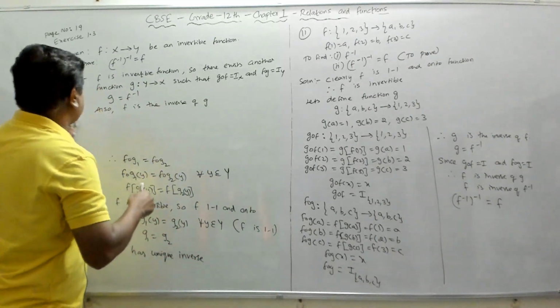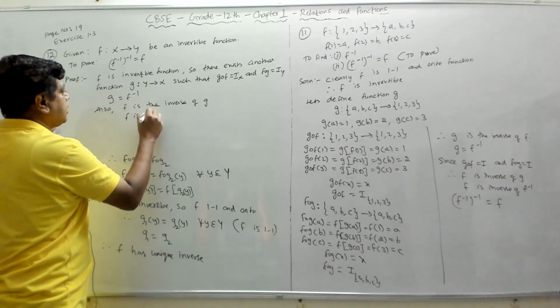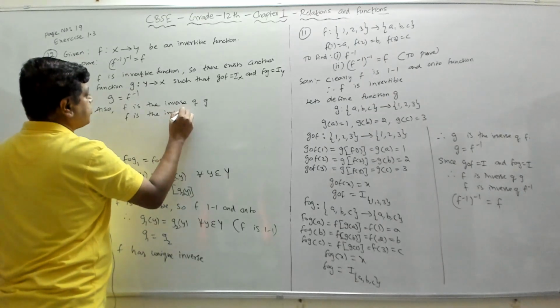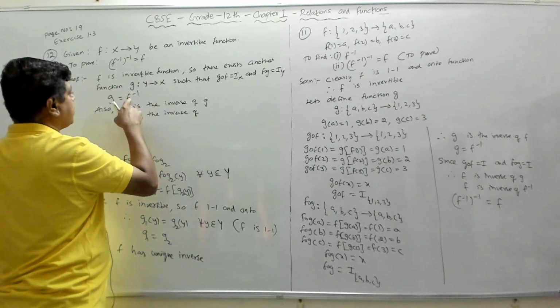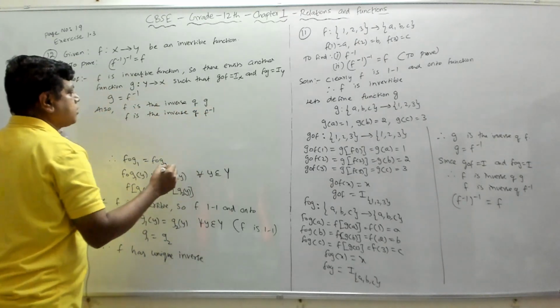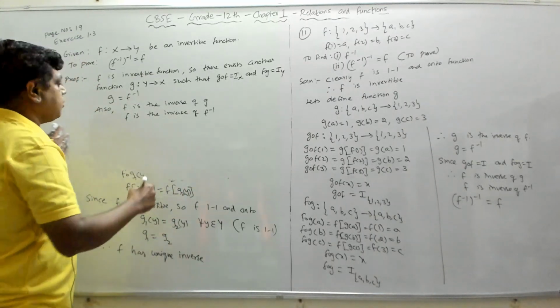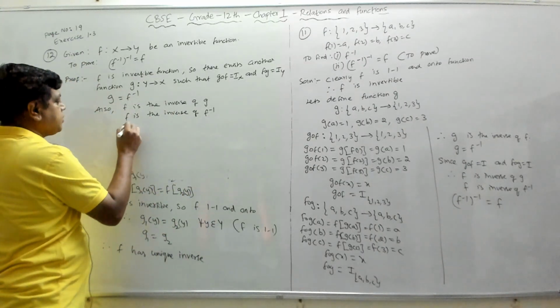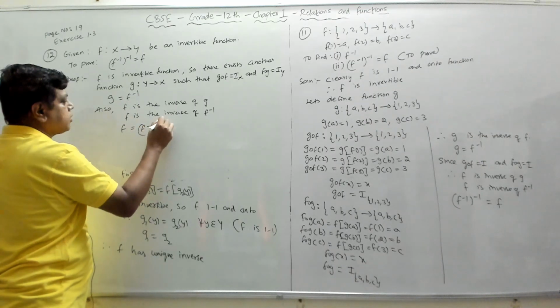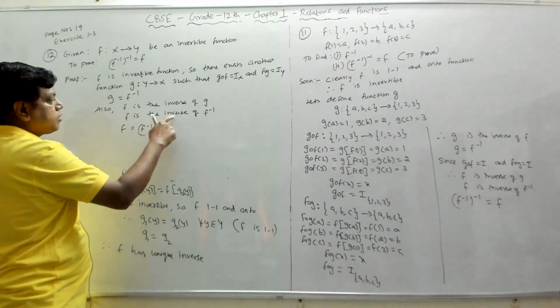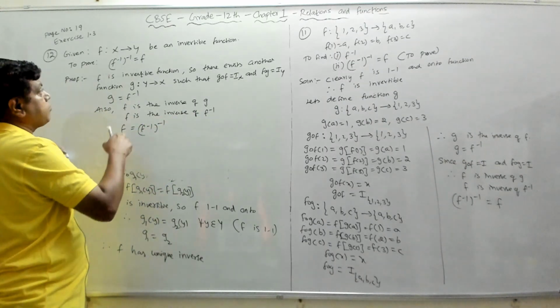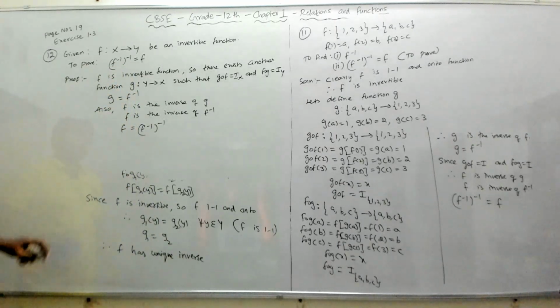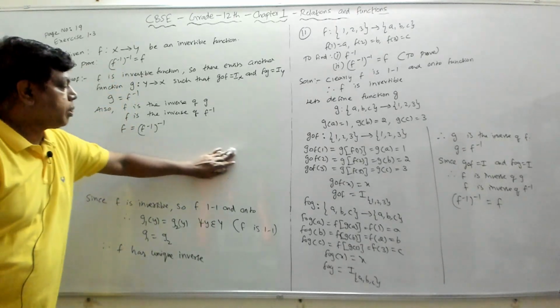So this means F is the inverse of G, and G is F inverse. So F is the inverse of F inverse. What we have proved is that F is the inverse of F inverse, which means F is equal to F inverse whole inverse. That is what we have to prove, right?